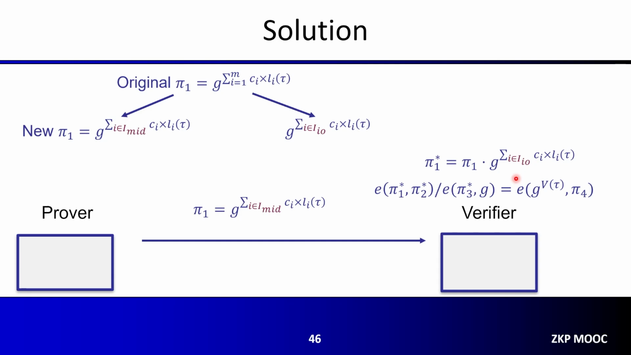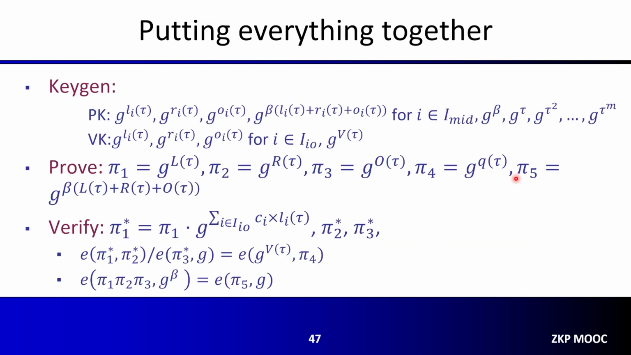With all these three patches, we end up with the formal protocol of a real SNARK constructed from the quadratic arithmetic program. This version was actually proposed by the Pinocchio paper, PGHR13. And here I'm listing the formal algorithm to put everything together.